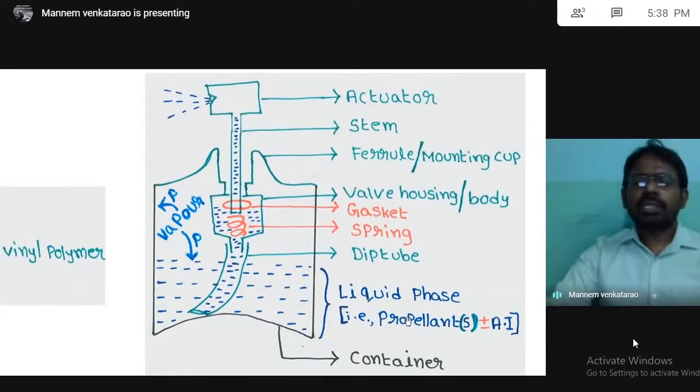So what is the liquid phase? It is a propellant or propellants with or without active ingredient. Second, what are valves? A component containing a small orifice. How many valves are present? Five. One is the activator, second the stem, third the ferrule, also called the mounting cup. Next, fourth one, valve housing or valve body. Fifth one, dip tube.